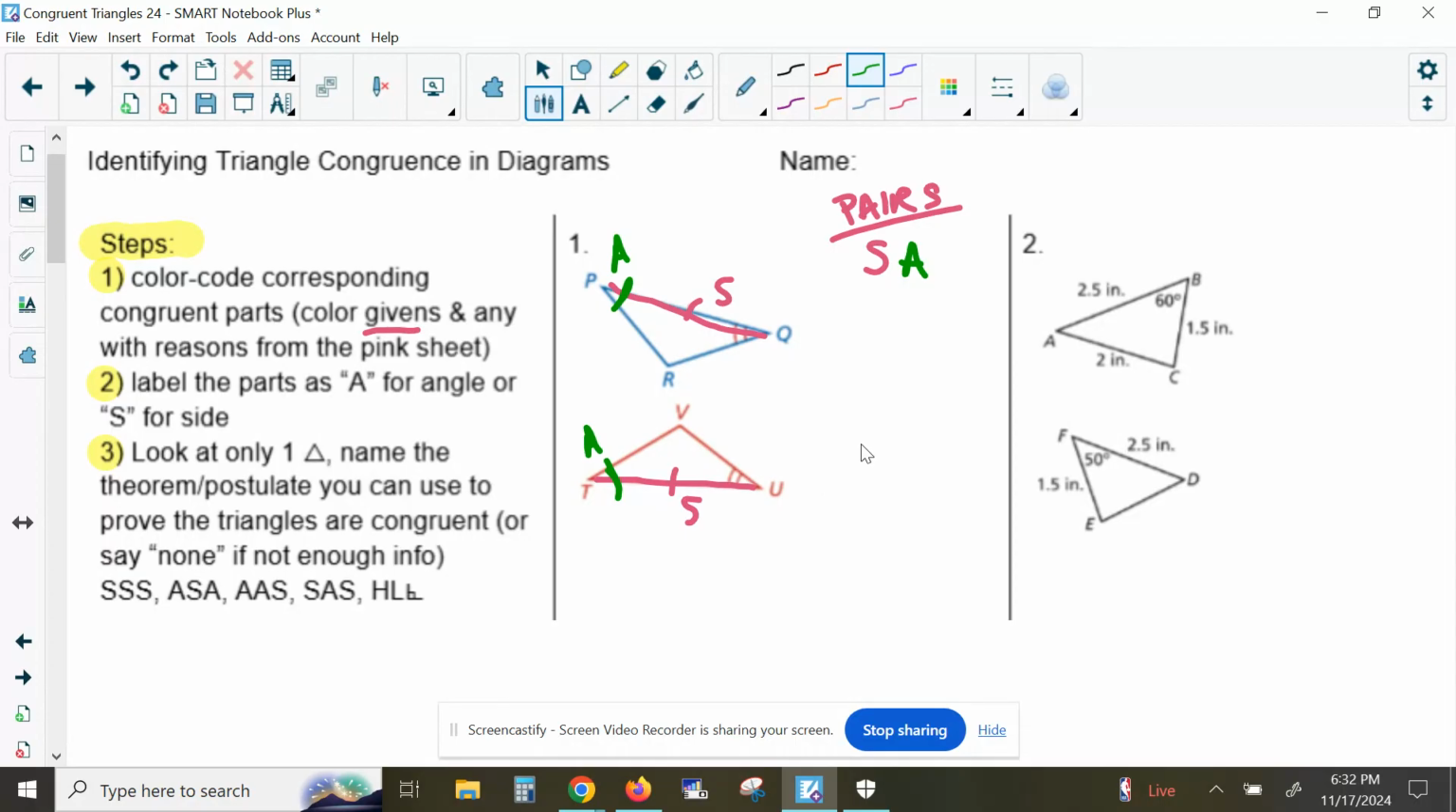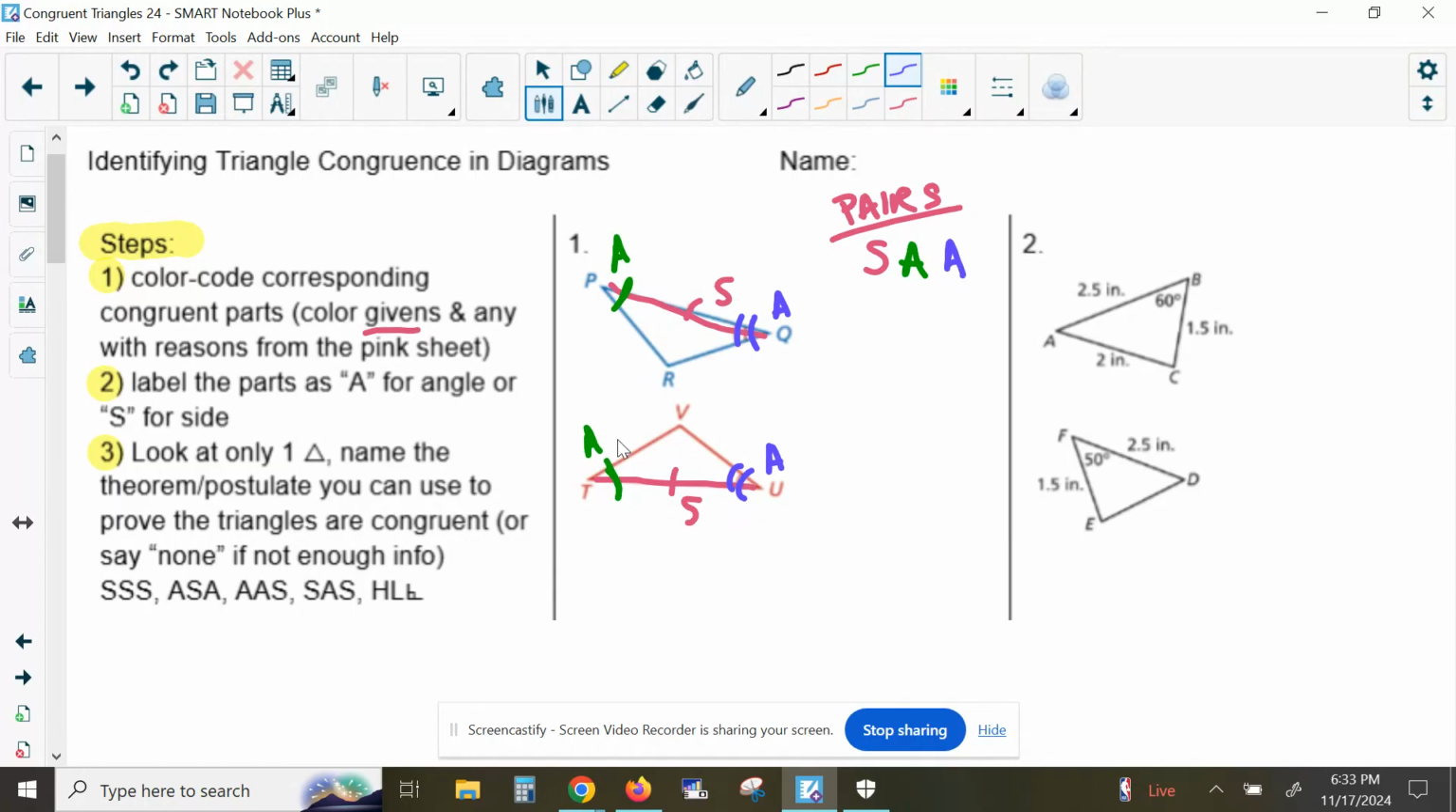Okay, get my third color. So these have a double arc. So you see the double arc and the double arc. So that means that these 2 angles are congruent to each other. So those are both A's. So I'm going to put an A by this one and an A by this one. So I do have another pair of A's. So this tells me I have a pair of S's, a pair of A's, and another pair of A's.